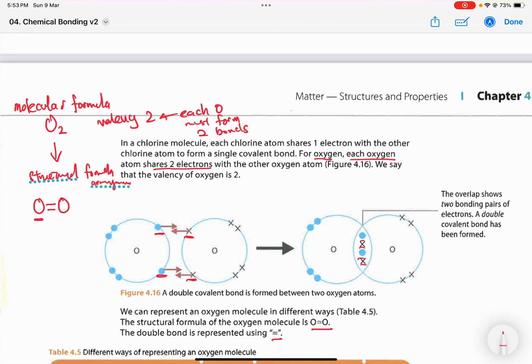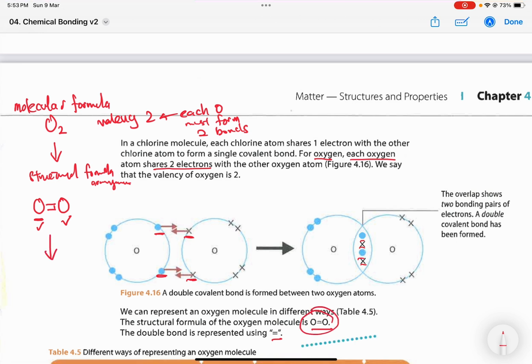So now I know that the left oxygen is settled in terms of the number of bonds it needs. Let's look at the right side. The right side also needs to form 2 bonds with the oxygen on the left. I look at it, it has already got 2 bonds. So therefore the right side settles as well. So I know O2, the structural formula looks like this, as seen over here.